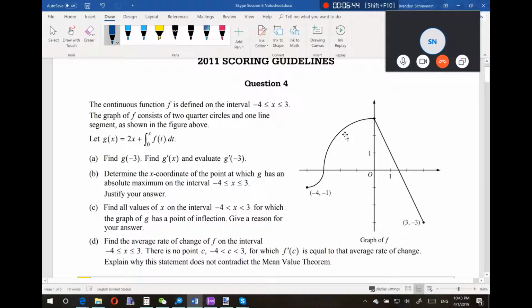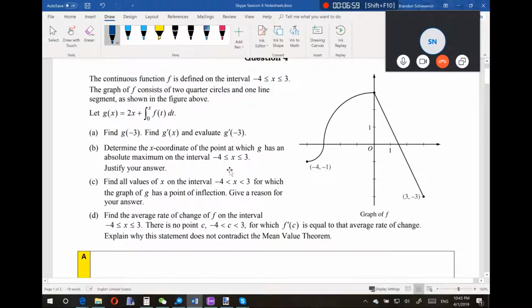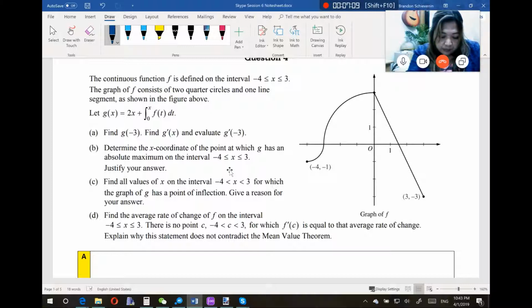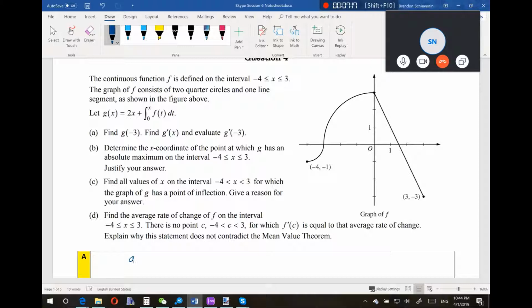And we're also told that g of x is equal to 2x plus the integral from 0 to x of f of t dt. The first thing they want us to do is find out the value of g at -3, and then find g prime at x and g prime at -3. So if I wanted to figure out what g at -3 would be, what would I have to do? Integrate from 0 to -3. Perfect. Okay, so we are getting g at -3.